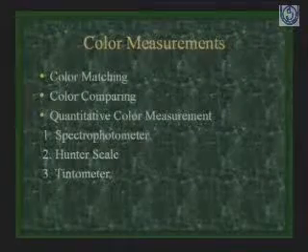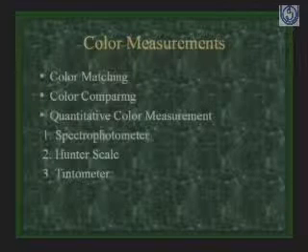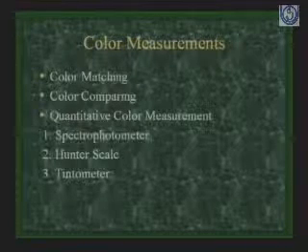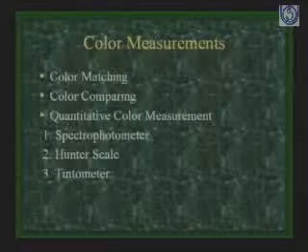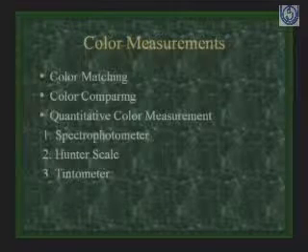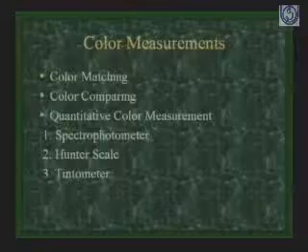So color is a very, very important parameter, and there are different equipments and different methods by which color is measured. Color can be measured by matching: you have a standard color and you can match that your product is of that mark. Color comparing: you can compare the color of the product with your standard. Quantitative color measurement you can do by spectrophotometer, by Hunter scale, or by tintometer. So for different food products, different equipments are used, and there are different principles by which the colors are measured.